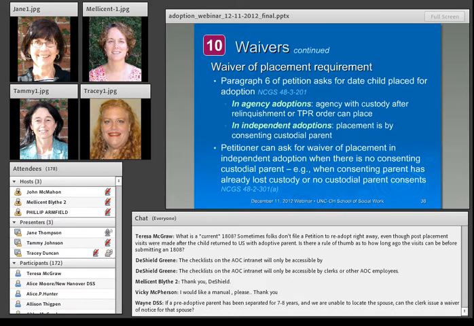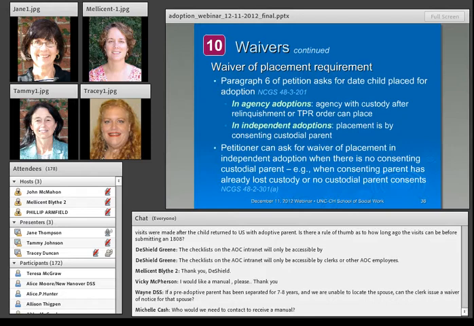In agency adoptions, placement for adoption can occur when an agency with custody has cleared the child by relinquishment or TPR. And as most of you know, you generally have your adoption committee meet, make a decision, and then that is the date of placement. The child may not move, of course. The child may be adopted by foster parents, but that is the adoption placement date.